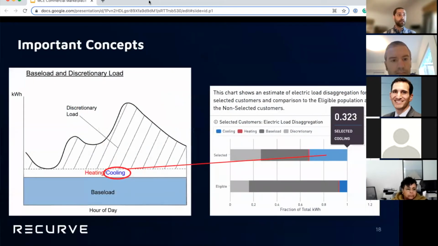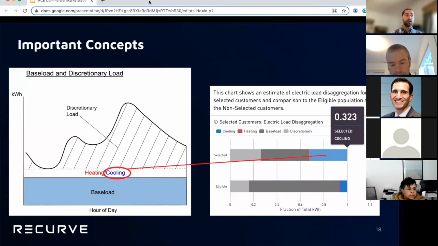And what this really looks like is we disaggregate the load using CalTRACK modeling, and we can pick out these characteristics. So for example, if we're looking for customers that have a high propensity to save using air conditioning, we can pick out customers that are using a high percentage of their energy on air conditioning systems. And so in this example, we've picked out a customer subset that has about 32% of their usage focused on cooling, whereas the non-selected subset is using about 8%.